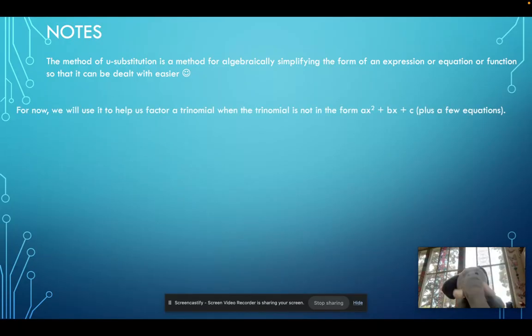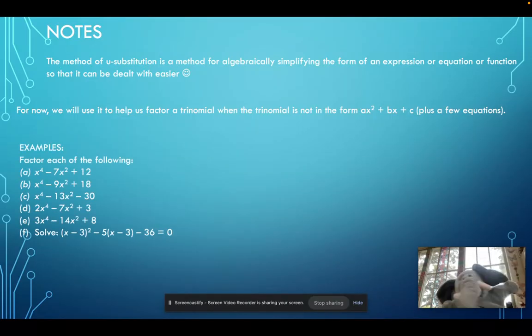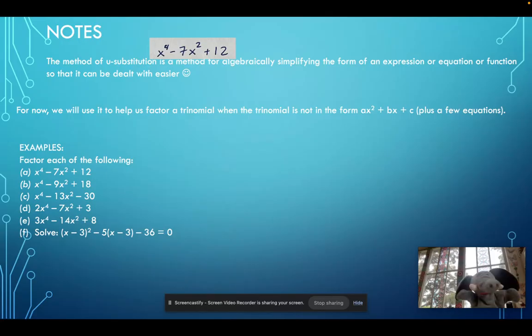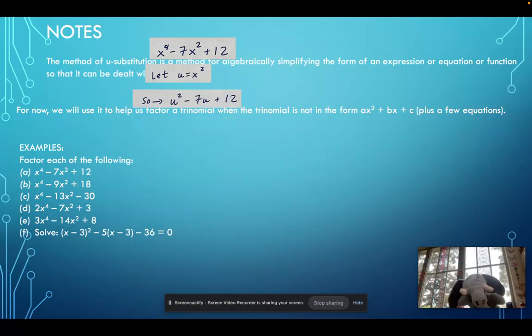Okay, so for now we're going to use it with factoring, and we're going to do a little bit of equation solving as well. So here's a couple of examples, and you'll notice that for each of these it's a trinomial, but the trinomial is not in the standard ax squared plus bx plus c form. So what we do is, here's the first one. We're going to let u represent x squared. And if we make that swap out, then we have u squared minus 7u plus 12, when we swap out all the x squares for a u. And now we can easily factor it.